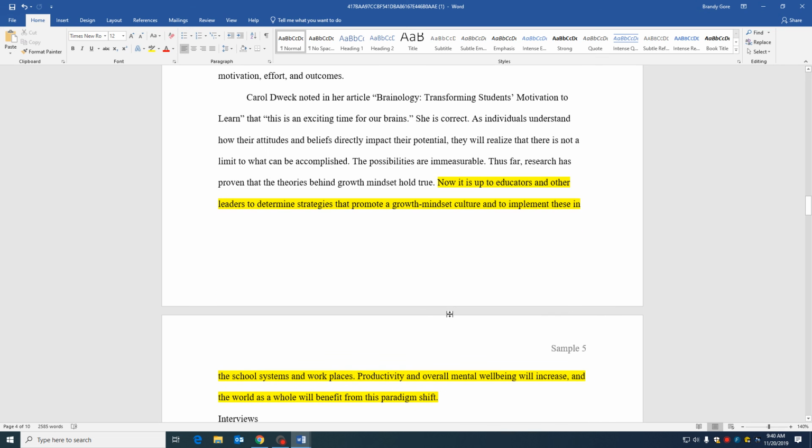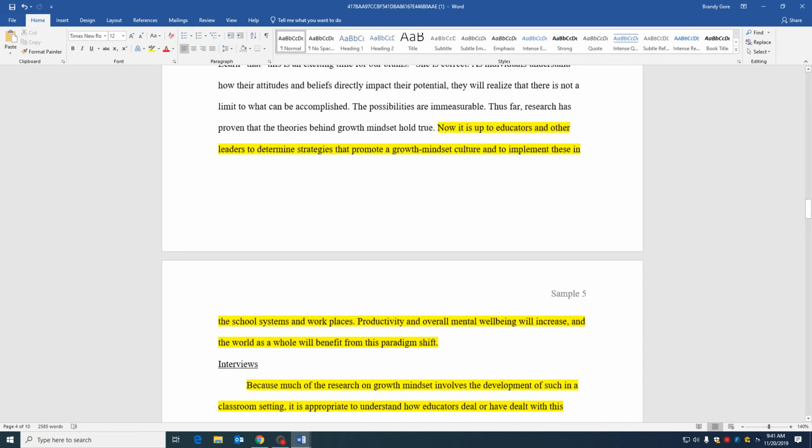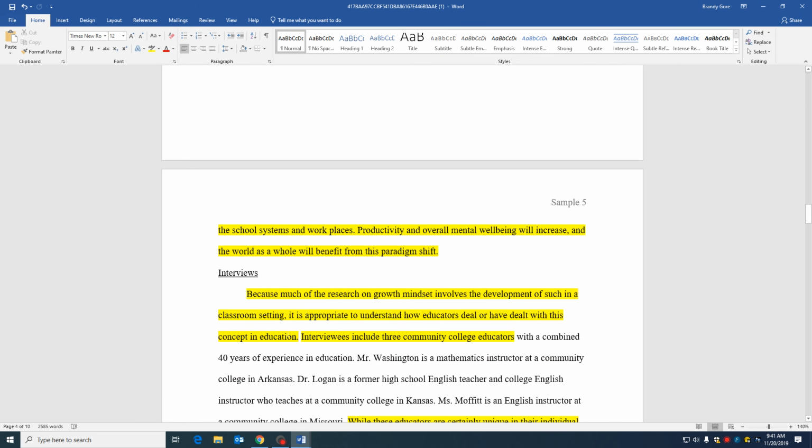And then we want to make this all connect. So this is wrapping up the literature review. But here's a little line here. Now it is up to educators and other leaders to determine strategies that promote a growth mindset culture and to implement these in the school systems and workplaces. Productivity and overall mental well-being will increase, and the world as a whole will benefit from this paradigm shift. This is summing up the literature, but it mentions educators. And so that is a nice segue to interviewing some educators.